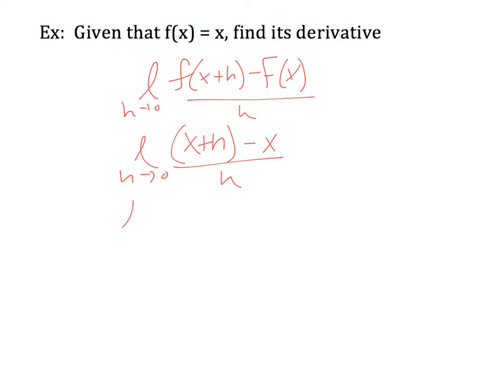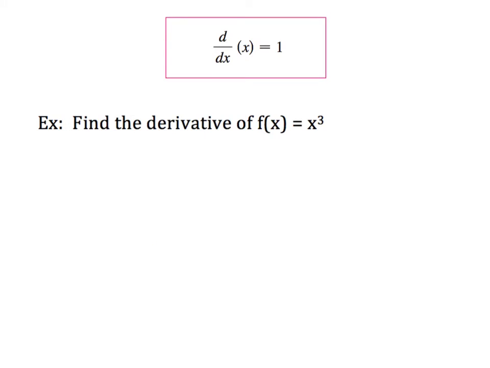When we simplify, we get the limit as h approaches 0. Notice that on top, the x's will cancel. And what I'm left with is simply h over h, which reduces to 1. So this is another rule in differentiation: the derivative of x is 1. So we already know our derivative of x is 1. Let's take a look at another case.